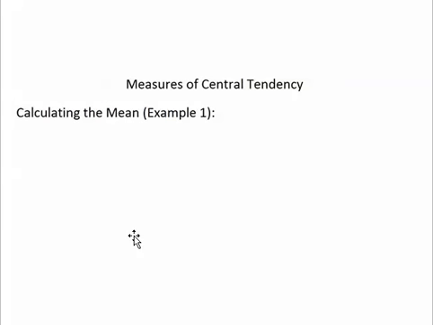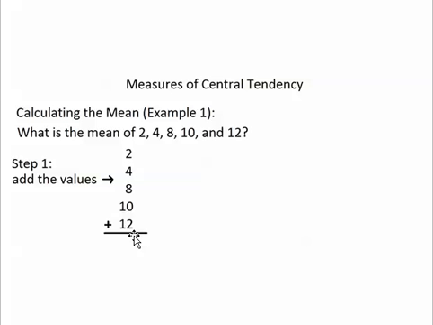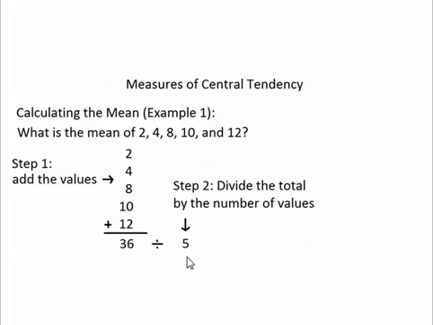Let's go through one example of calculating the mean. What's the mean of these 5 numbers? To get the mean, we just add the 5 numbers, we get the total, and then we divide the total by the number of numbers. We have 1, 2, 3, 4, 5 numbers in here, so we divide the total of 36 by 5, and the total comes out to 7.2, and that's the mean of these 5 numbers.